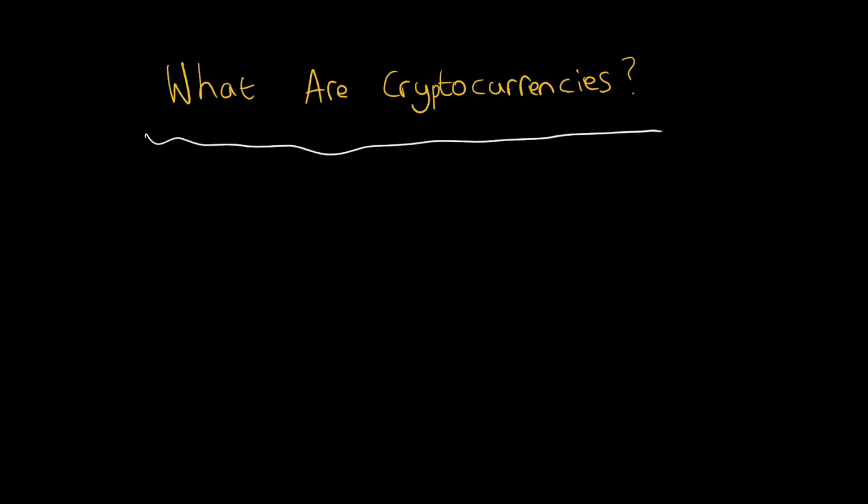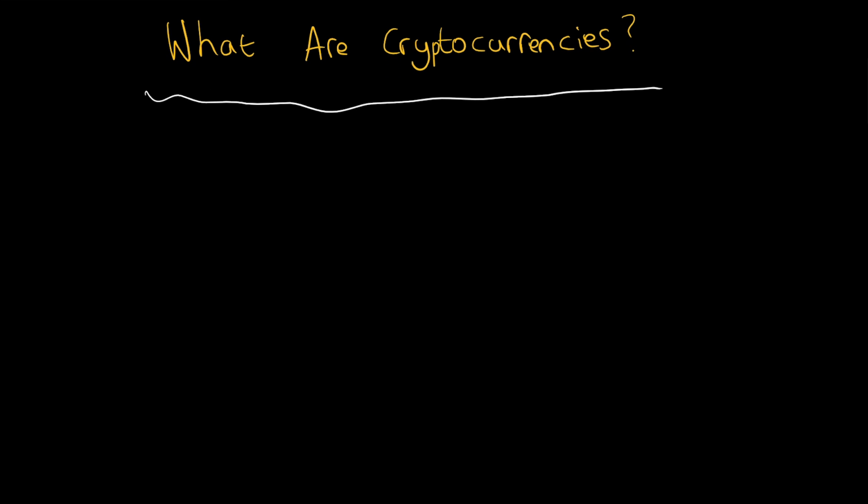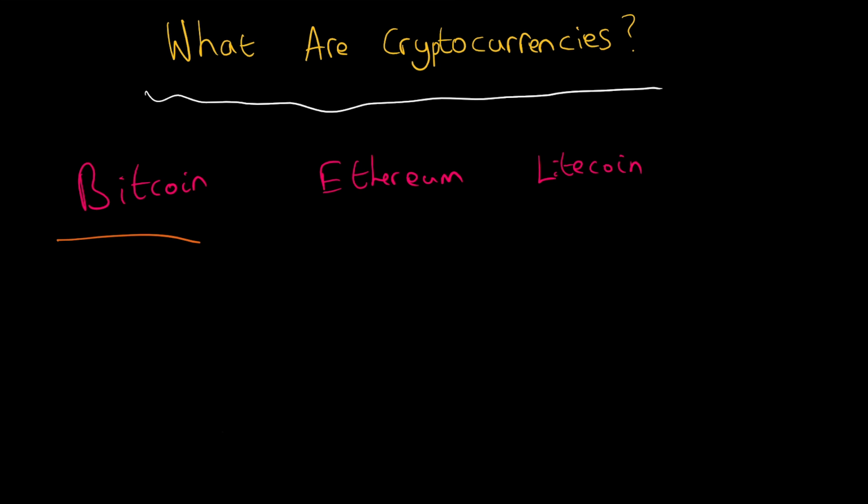Hello, in this lesson we are going to cover what cryptocurrencies are. What is a cryptocurrency? Here are some examples of cryptocurrencies: Bitcoin, Ethereum, Litecoin, and there are so many more. But like I just said, what are they?